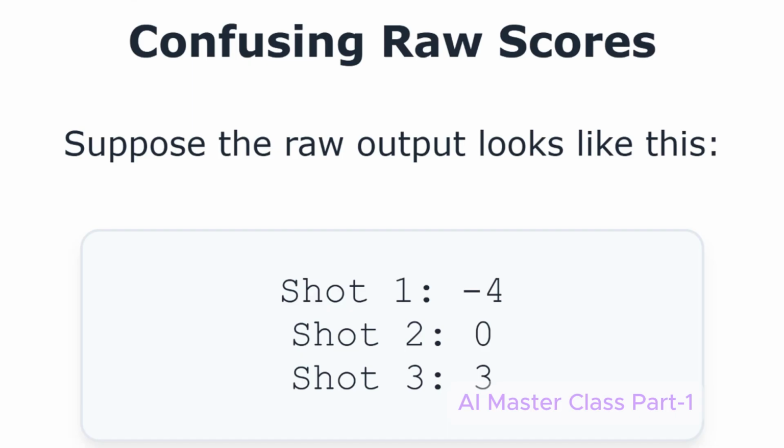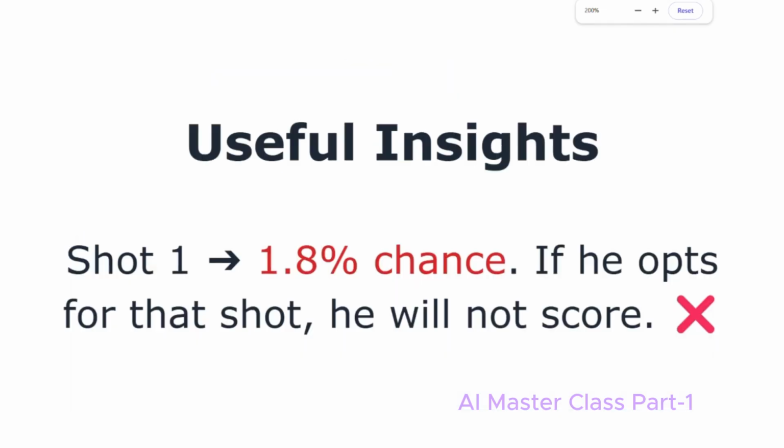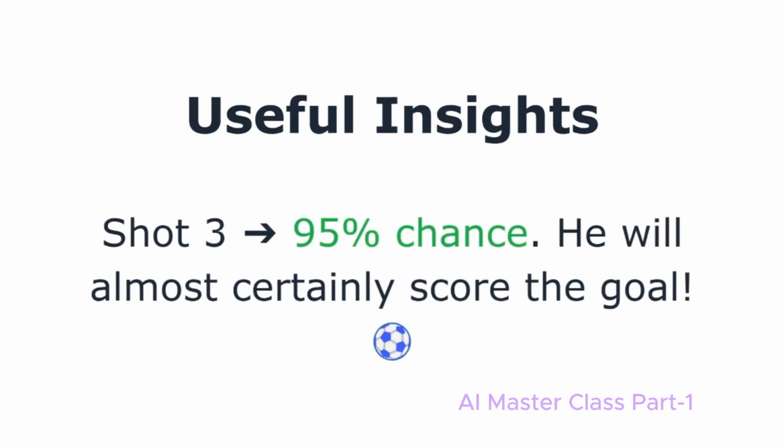So we apply the sigmoid function to this raw data. After applying the sigmoid function, we get probabilities like this. Sigmoid -4 is approximately 0.018, which means a very low chance. Sigmoid 0 is 0.5, which means a 50-50 chance. Sigmoid 3 is approximately 0.95, which means a very high chance. Now it becomes useful. Shot 1 has only a 1.8% chance, so we can safely say that if the player opts for that shot, he will not be able to score the goal. Shot 2 has a 50% chance, so we can say that the outcome is uncertain and could go either way. Shot 3 has a 95% chance, so we can say that if the player takes that shot, he will almost certainly score the goal.